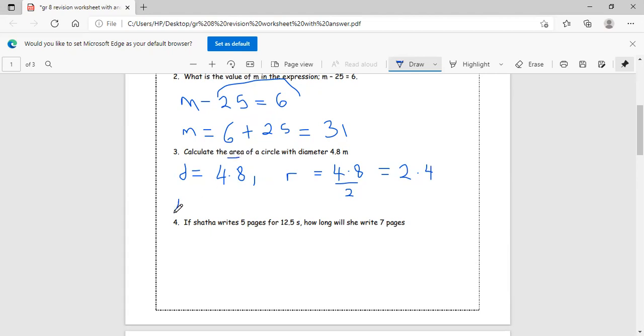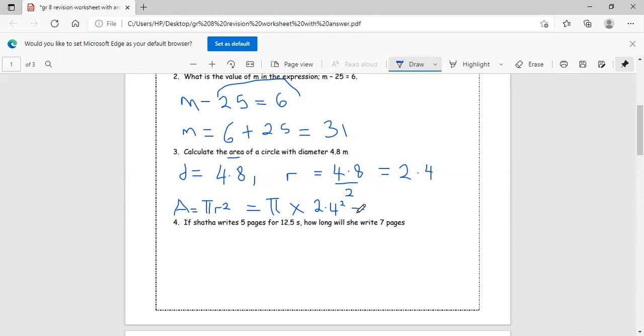Now, what I'm looking for is the area of the circle. The formula for the area A of the circle is equal to pi r squared. So you can see that's why I find the radius first, so I can apply it here. So that will be equal to pi multiplied by 2.4 squared. That is my area.